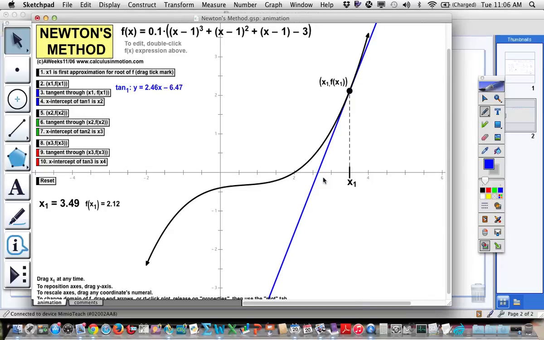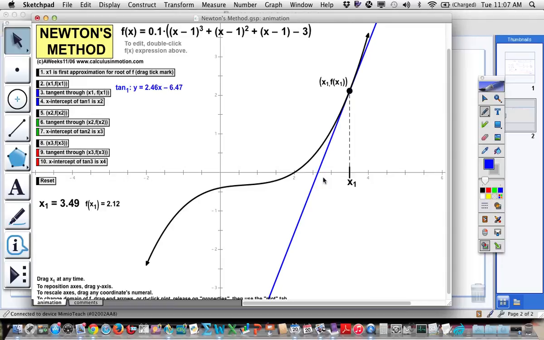Now, will it be easy to find where a line touches the axis? Will it be easy to find where a line is 0? Can I solve mx plus b equals 0 pretty easily? Very easily. So what Newton's method is saying is, instead of trying to solve this cubic equals 0, which we don't know how to do, let's turn it into a line equals 0, which we do know how to do. That's what Newton's method does.